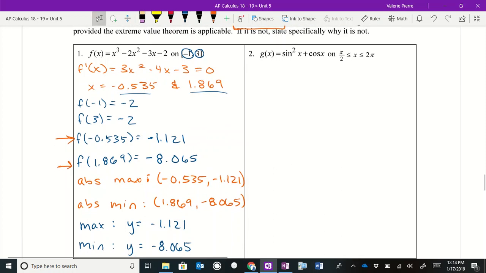All right. So for number 2, I want you to try this on your own, remembering that sine and cosine functions are continuous on any interval. So you can apply the extreme value theorem to number 2.